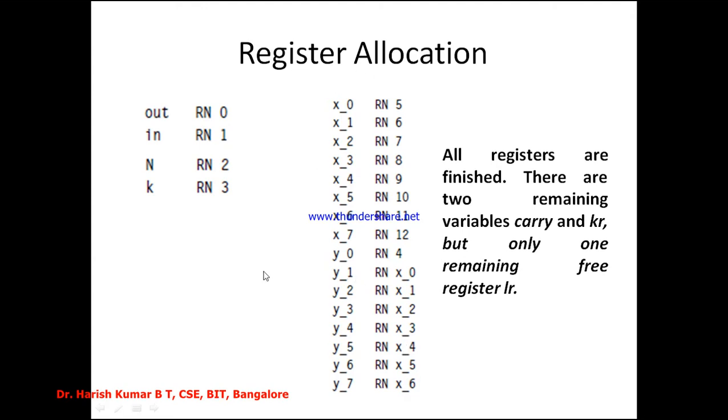Now I've used all the registers here. All registers are finished. There are 2 remaining variables, carry and KR. If you observe here, carry I have not assigned any register, and KR also I have not assigned any register. But only one remaining register is free, that is LR. I have only the LR register remaining because LR I have not used, but there are 2 more variables to be allocated a register, carry and KR. Now what to do with this?